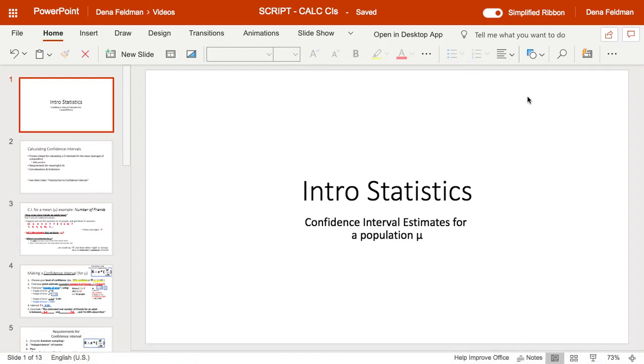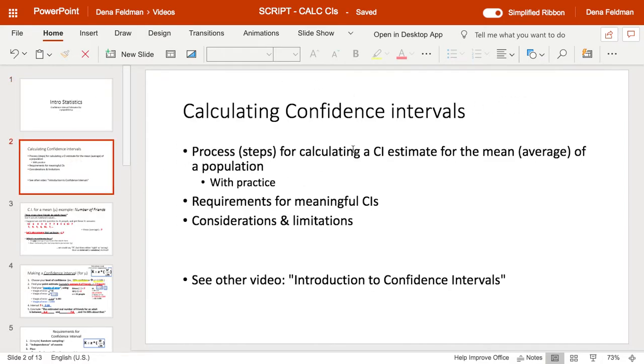Now in this video, we'll review my process for calculating a confidence interval estimate for a mean, an average of interest from a population. And then we'll take the time for you to do some examples yourself, and along the way, we'll review the requirements needed in order for a confidence interval to have meaning, and the limitations of a confidence interval estimate in the first place.